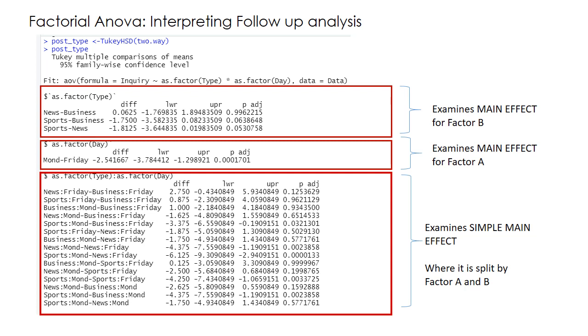Now for factor A, the day, it also examines the effect. Factor A only has two levels, Monday and Friday, so that is what is being examined here. These main effects of the factor, you do not have to interpret if your interaction is significant. If your interaction is significant, you have to go to the last box here, which examines the simple main effect, where it is split by factor A and factor B.